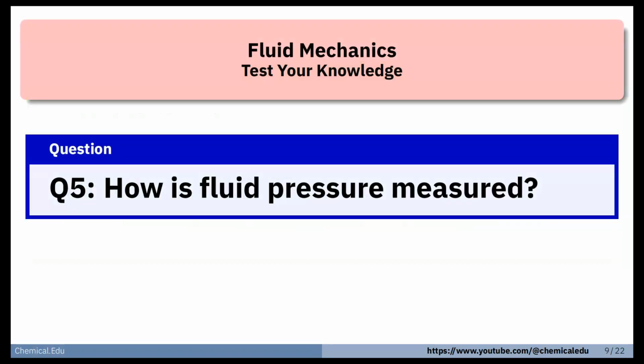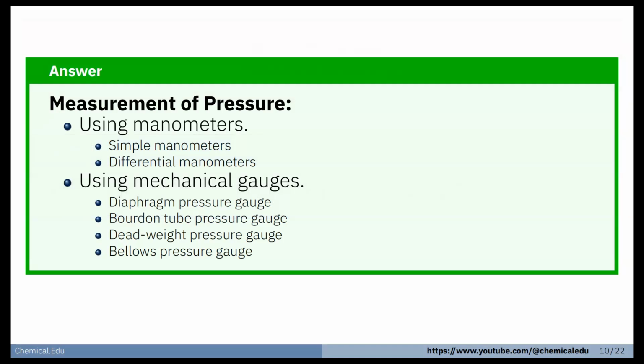Now, how is the fluid pressure measured? Measurement of the pressure can be done by using a manometer or a mechanical gauge. Using a manometer means simple manometer, differential manometer and inverted U-tube manometer. Many types of manometers are there. And using a mechanical gauge means diaphragm pressure gauge, Bourdon tube pressure gauge, deadweight pressure gauge and bellows pressure gauge. Now, advanced, there is the electrical transducer pressure gauge. So many things are there.